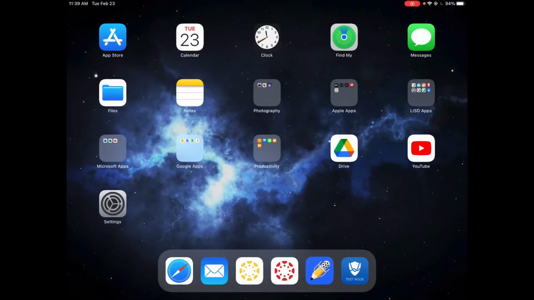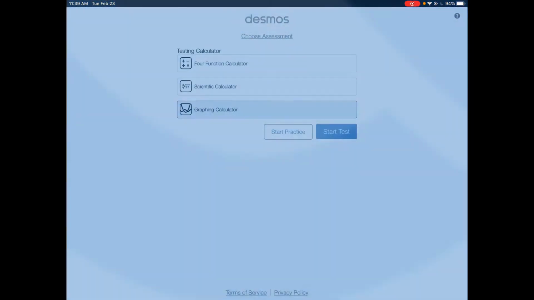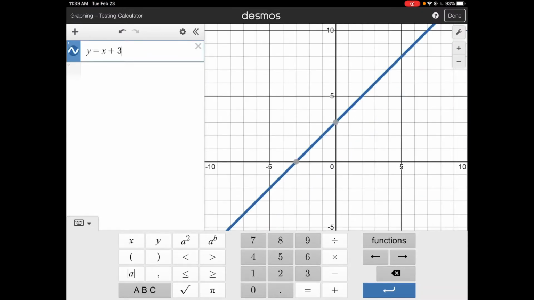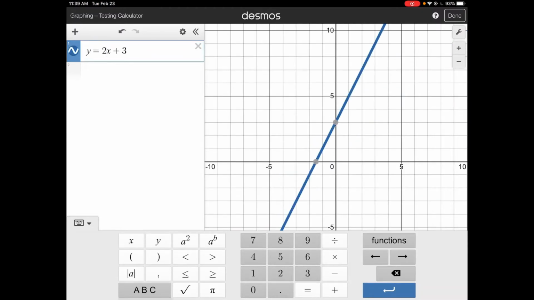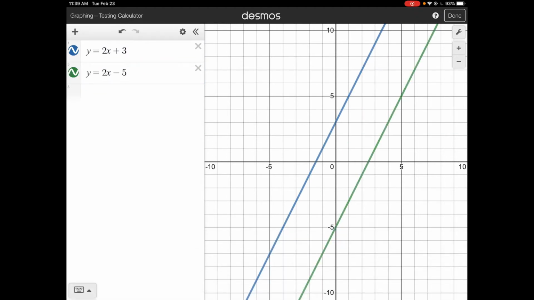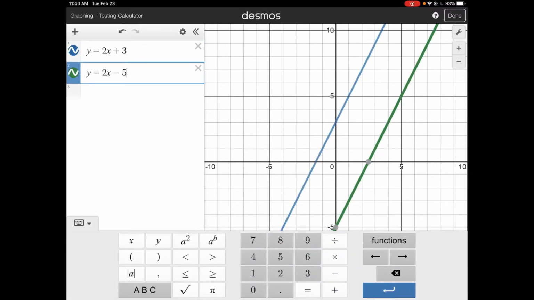So for example, let's go to Desmos and talk about two different equations here. Let's say I have y equals 2x plus 3. Now again, this is in slope-intercept form. Your slope here is 2 over 1, and your y-intercept is positive 3. And then we'll have y equals 2x minus 5, for example. Now these two equations both have a slope of 2, but their y-intercepts are different.